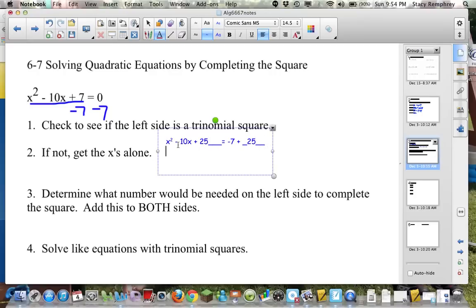Okay. When I simplify that down, I get that this equals 18. And now I have the left side right here is a trinomial square, which is perfect because that's exactly what I already learned how to do in 6.4. You can go back to those notes if you need to. Mr. Lewis's video on 6.4 or 6.5. 6.5 is also up. So from here I'm going to factor that side. So I get x minus 5 quantity squared equals 18.